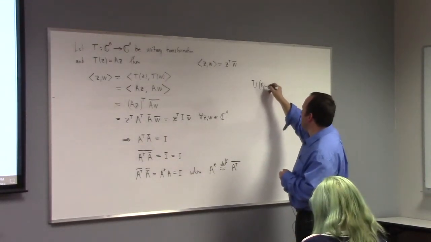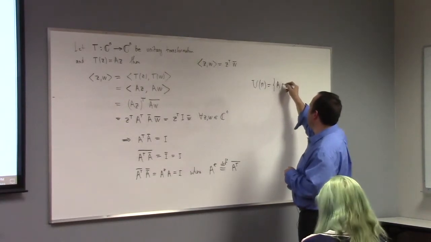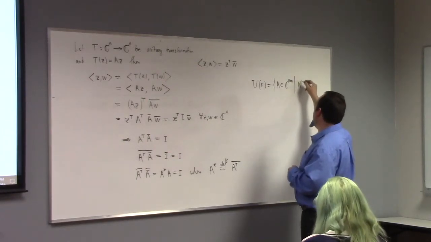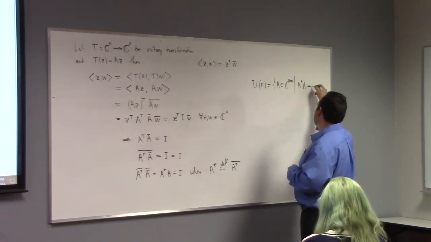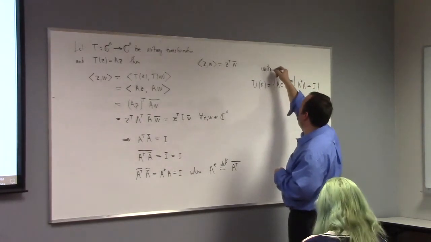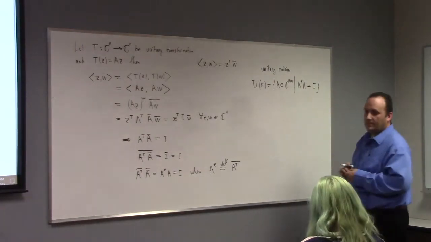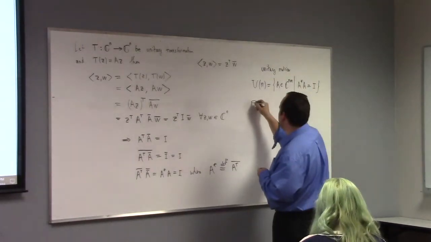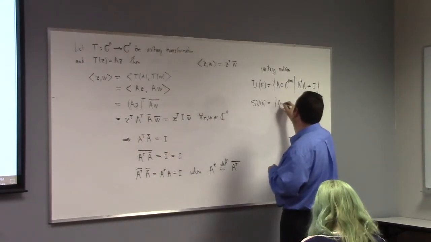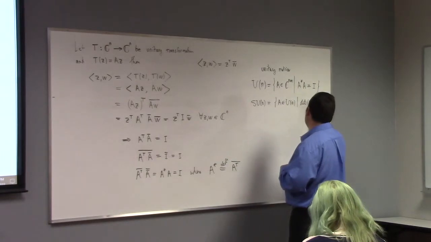Un is equal to the set of A in Cn by n such that A star A is equal to the identity. These are the so-called unitary matrices. All right? What do you think SUn is? A in Un such that the determinant of A is equal to 1.